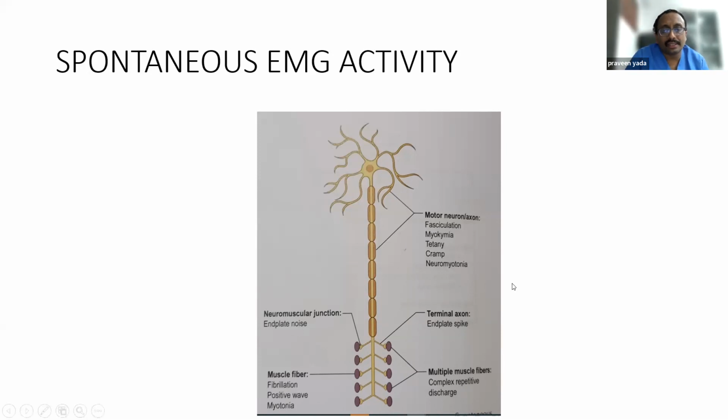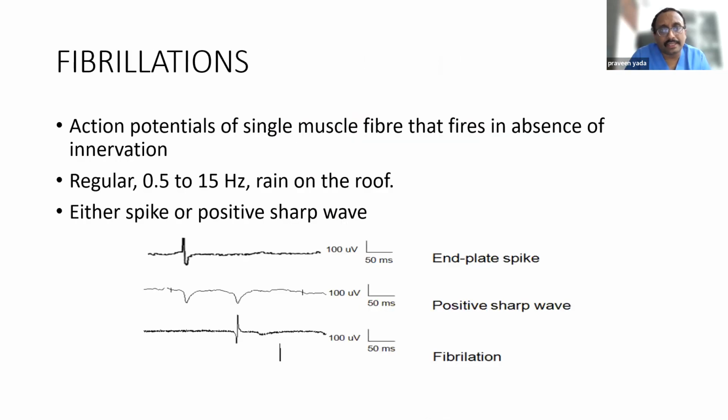First thing first, when you put the needle just near the end plate, you can get an end plate spike or noise. When there is a pathology in the muscle fiber, you will get a fib or a positive sharp wave and myotonia. When multiple muscle fibers are involved, you get the CRD. Whereas if there is distal or just proximal involvement of the axon or the motor neuron, you can get fasciculation or myokymia. I'll show what is important for our exam.